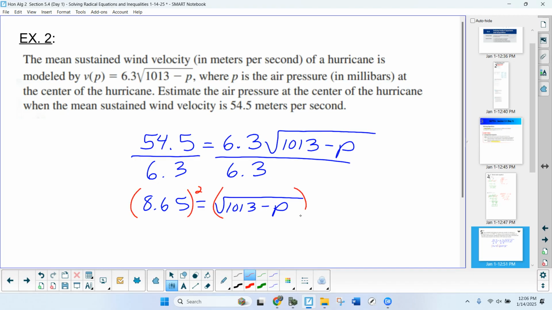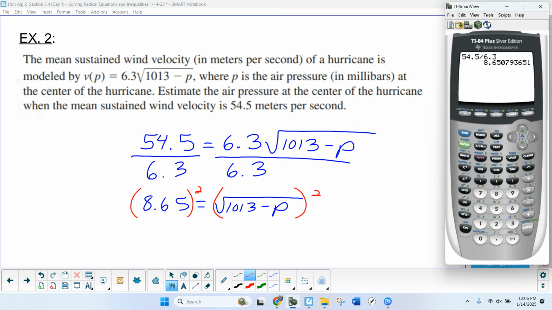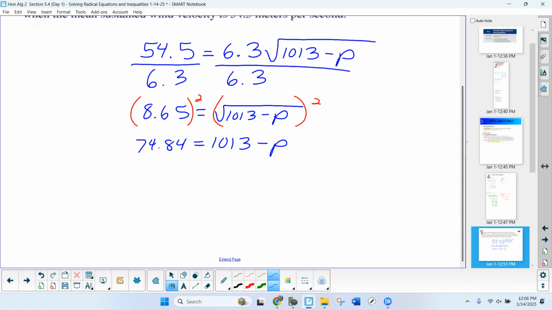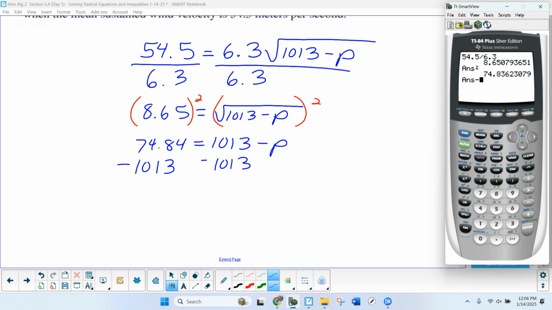Square. Now, guys, when you square this, I want to square this answer. So just hit the squared button and notice it squares that whole answer, not just 8.65. And when you do, what do you get? 74.84. What do you do now? Subtract 1013. Again, I'm going to subtract 1013 from that answer.